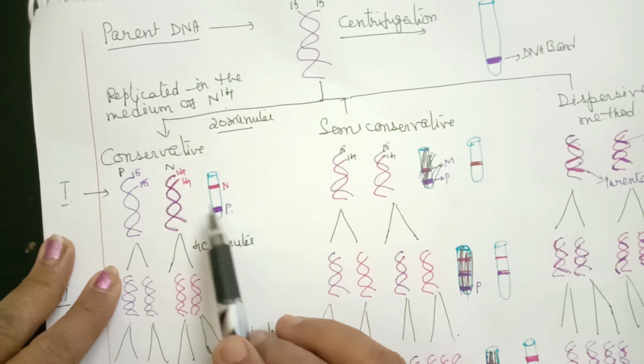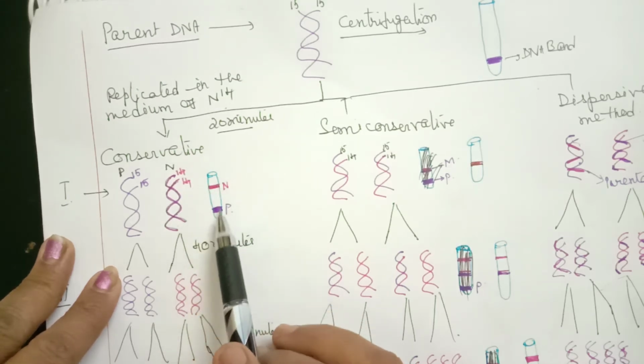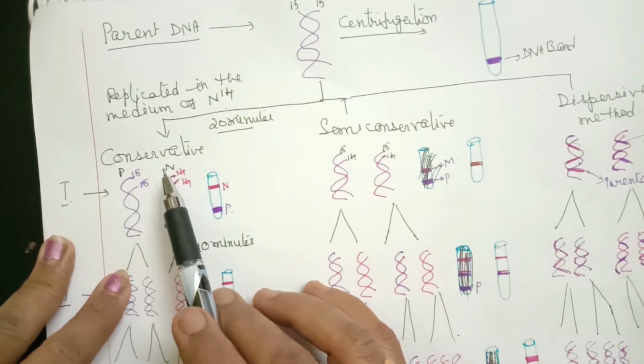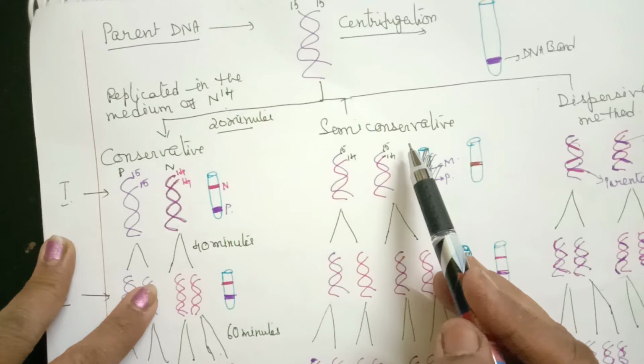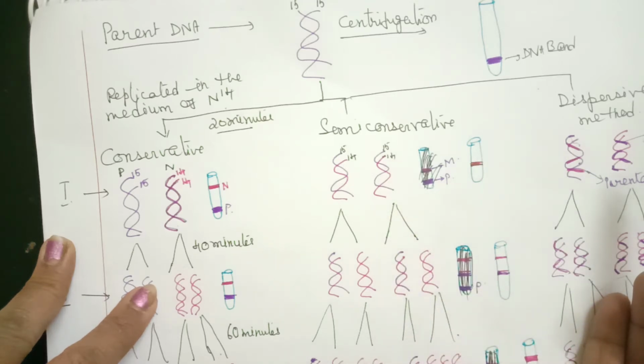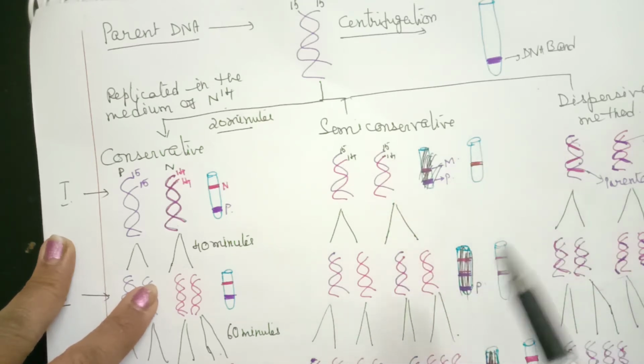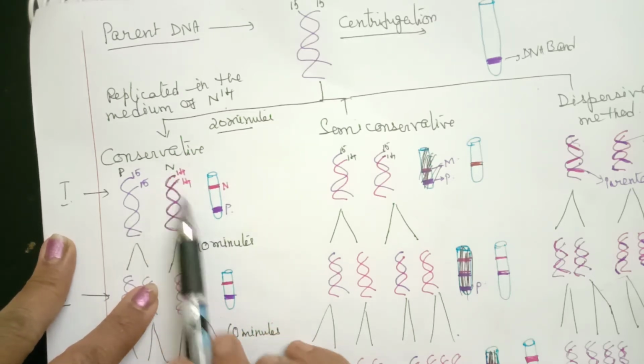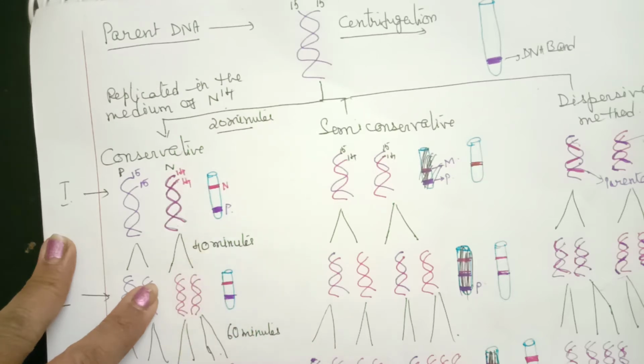This is if it is conservative, because we are just assuming that it can be conservative, semi-conservative or dispersive also. So we are trying to understand how this experiment proves that DNA replication is semi-conservative. If conservative, we are only assuming. Suppose it is conservative, then we get two bands.